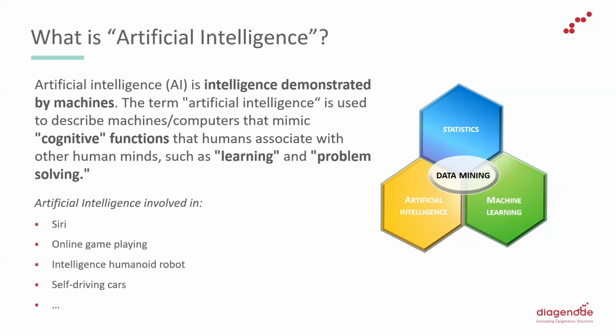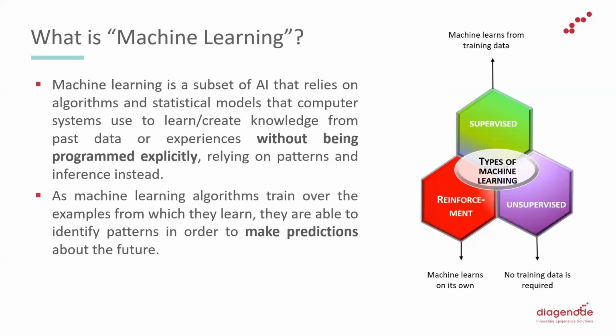A subset of artificial intelligence is machine learning. Machine learning relies on algorithms and mathematical models that the computer will use to create knowledge from past experiences, without being explicitly programmed to do this. This relies on patterns, and that's really a critical word in machine learning: patterns. It will use these patterns not only to analyze the data, but also to make predictions about the future. The machine learning algorithm will build and learn from past experiences to identify patterns and make predictions.